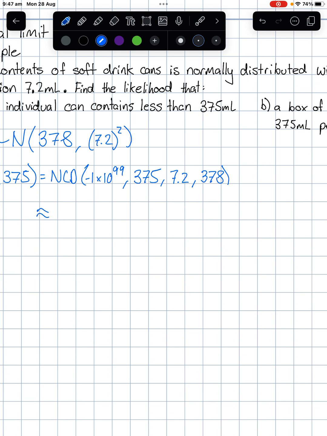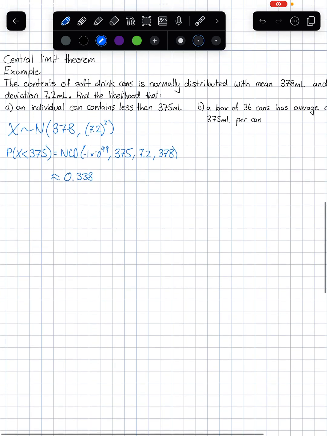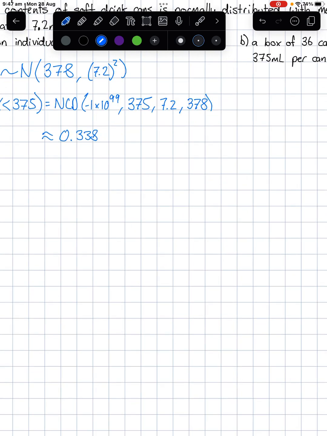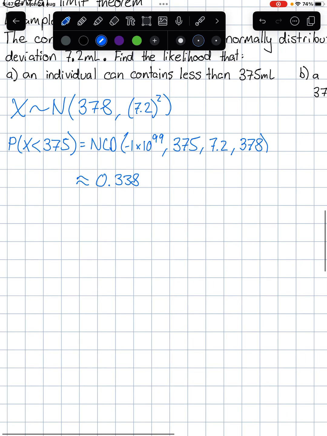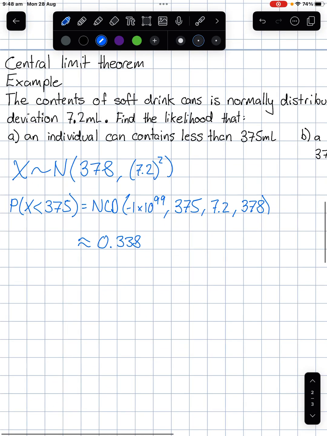So I get that as a probability. That gives us an approximate probability of 0.338. All right, so you've got about a 33% chance of getting a can that is under that value. So we could draw the distribution if we want, but it doesn't really add anything to it. So that's not even the central limit theorem.